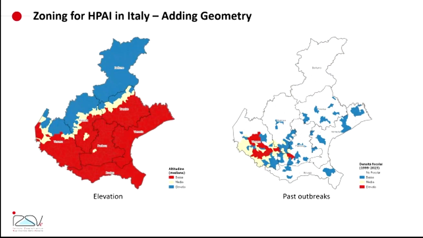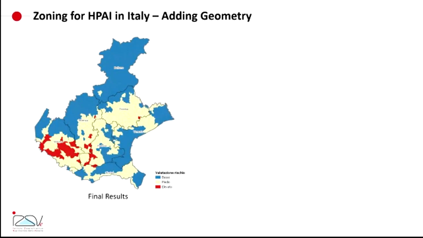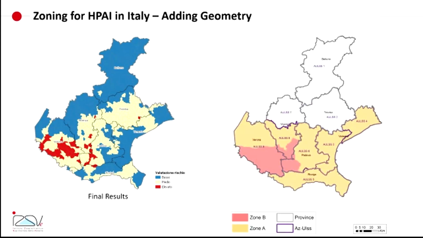The distribution of past outbreaks, and then combining everything together, we have these final results, meaning that we have areas in blue that have a very low risk level for avian influenza. Yellow is a middle level, and red a high level of risk. And we transform this into something easier to understand and manage, which are those areas. So we have those types of areas, we call them Zone A and Zone B.